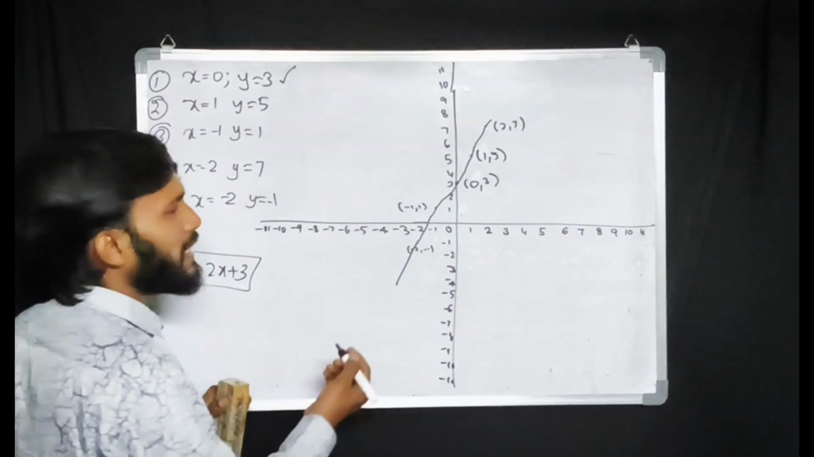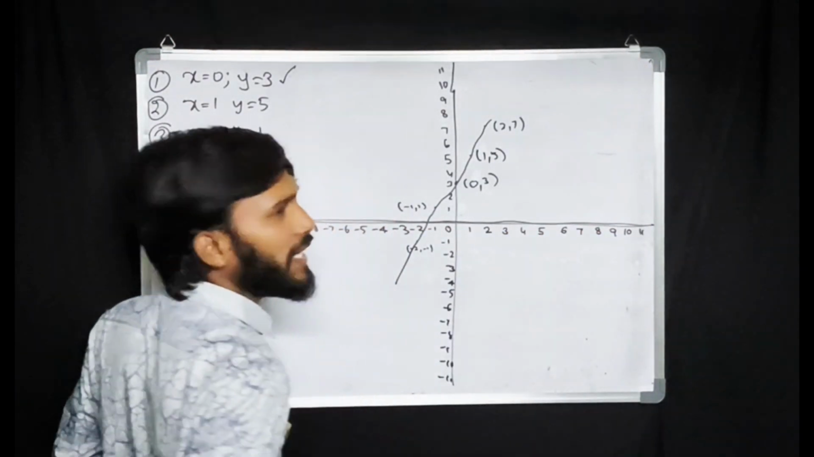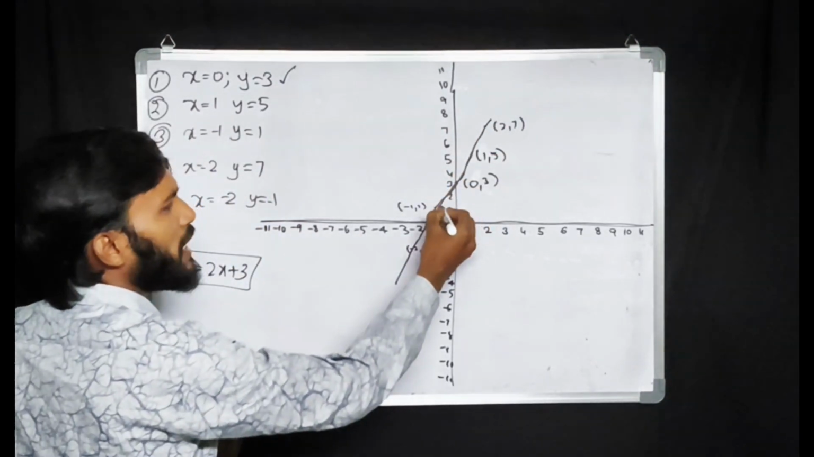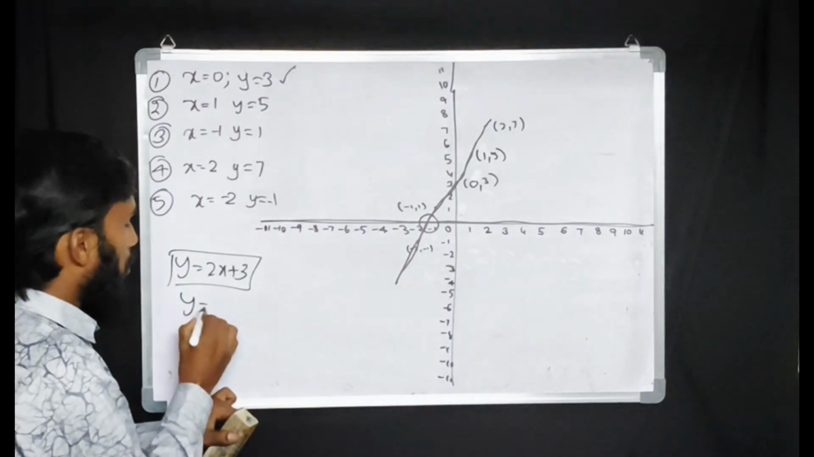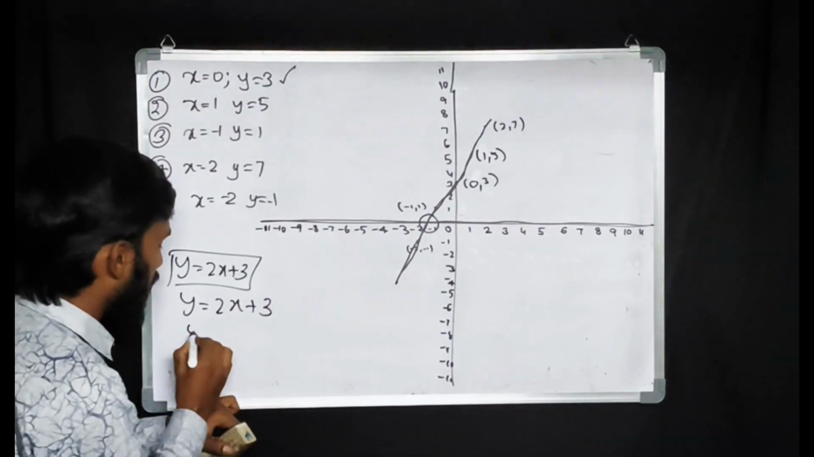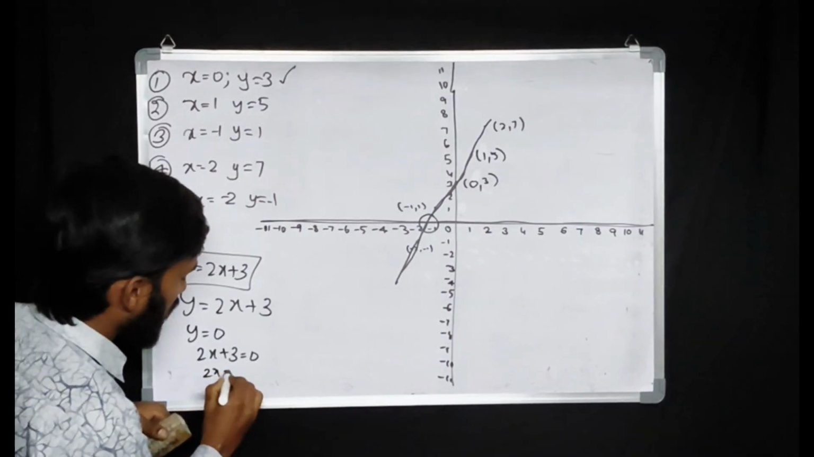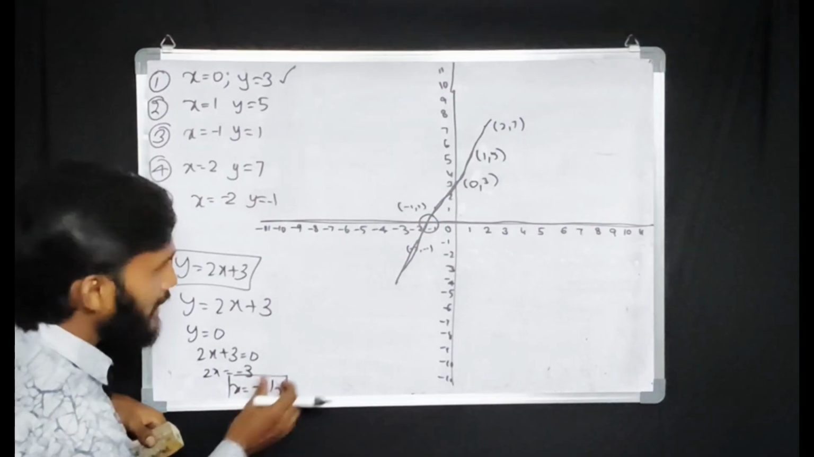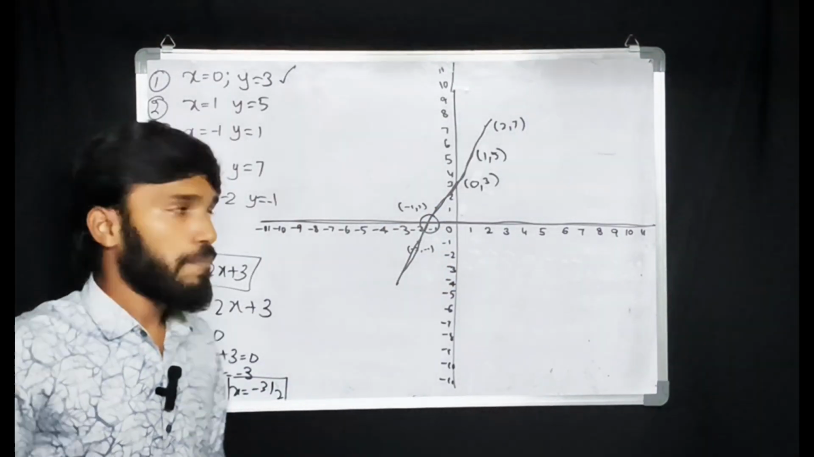See here, observe the x-axis. How many times is the polynomial cutting the x-axis? Only one time. And we also got the zero of the linear polynomial: y is equals to 0, 2x plus 3 is equals to 0, 2x is equals to minus 3, x is equals to minus 3 by 2. And this is the zero, where the polynomial is intersecting the x-axis.